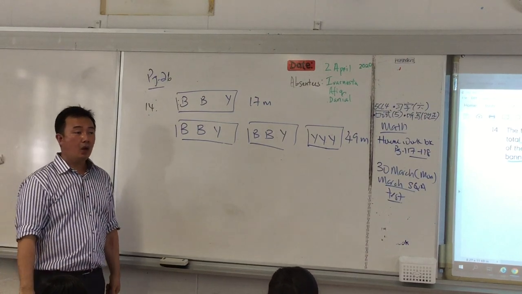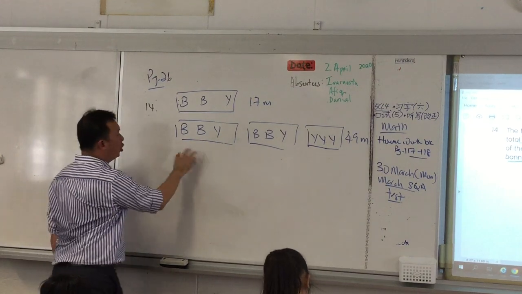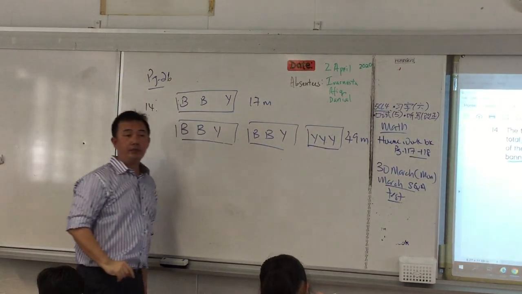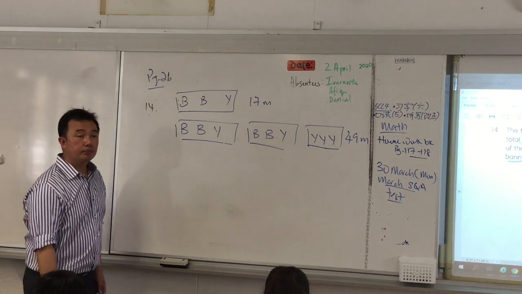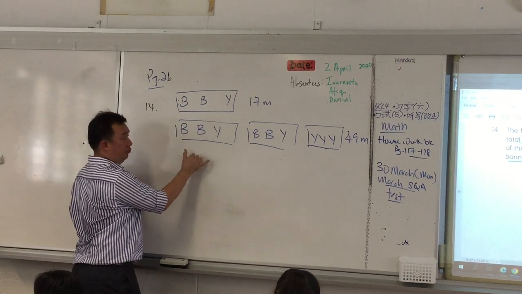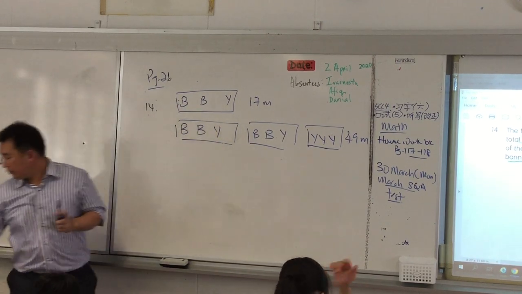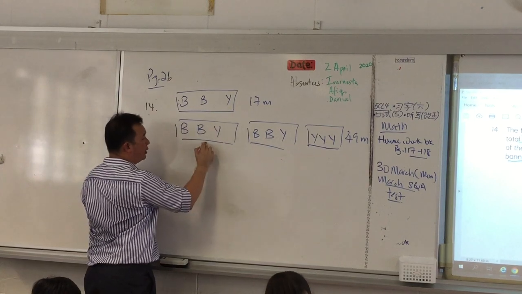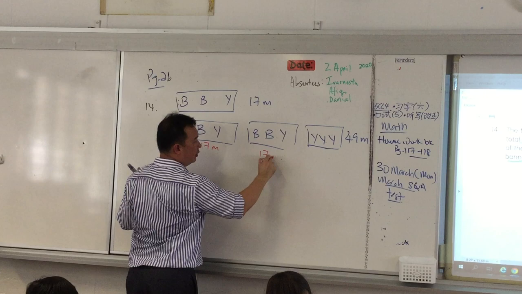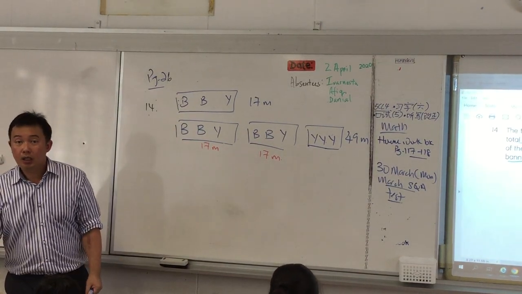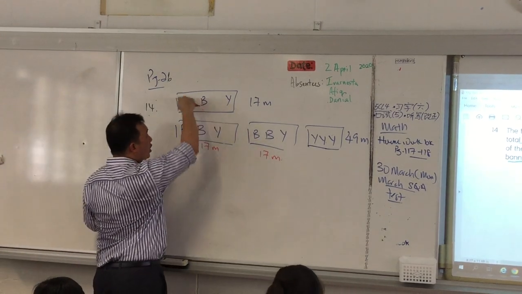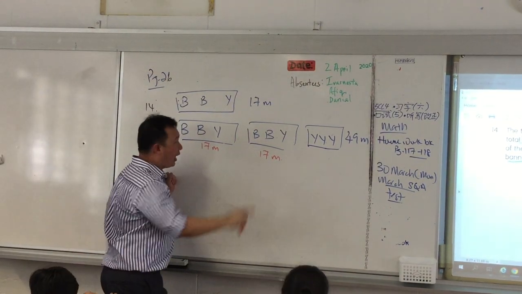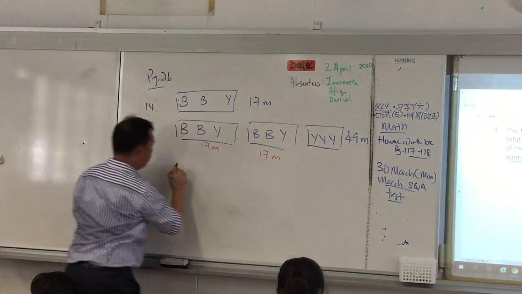Now, class, make a guess. Why did I separate my 4 blue into this and this? Why did I separate my 5 yellow into this, this and these 3? This is the same. That means this is 17. Do you see what I'm trying to show you? I can do what we call a grouping method. I can group this into my 17. Do you agree? Okay? Because I know the question has told me 2 blue, 1 yellow is 17. So I group them. This is 17. This is 17.